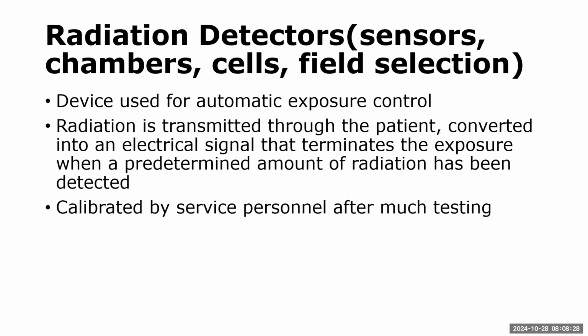So radiation is transmitted through the patient. That's the exit radiation, that radiation that makes it through the patient. It's then converted into an electrical signal that terminates the exposure when a predetermined amount of radiation has been detected. And this is calibrated by service personnel after much testing. So there's very specific testing that goes into making sure that your AEC system is calibrated correctly and is working correctly and is sending signals to cut off when it's supposed to.